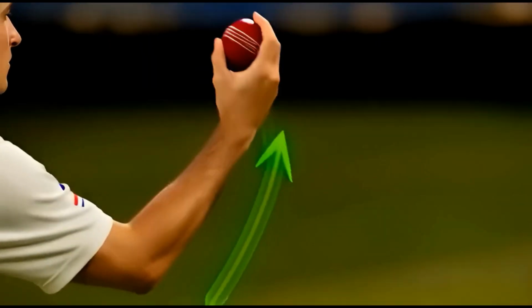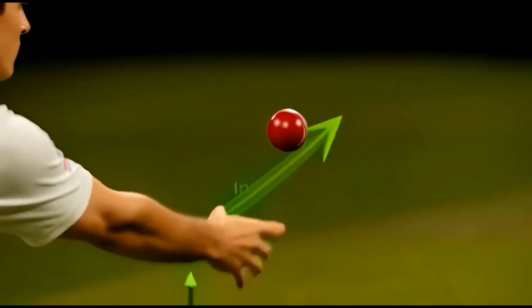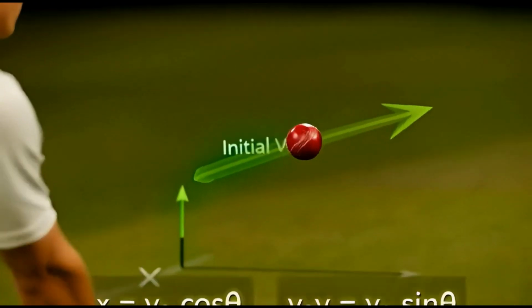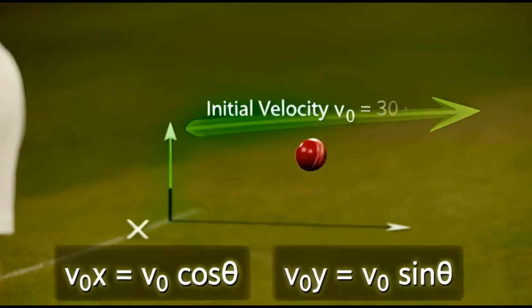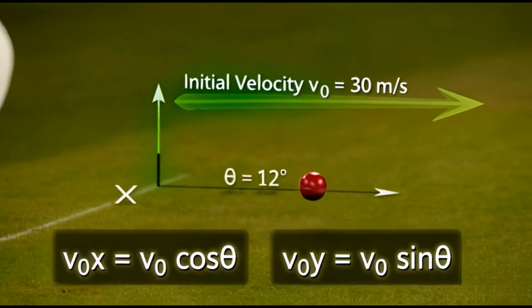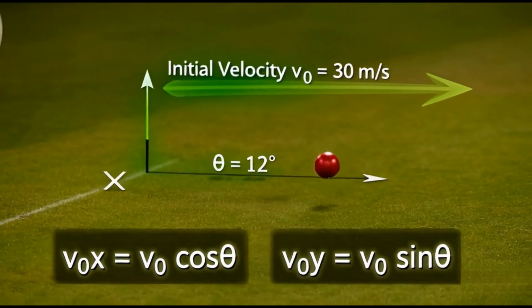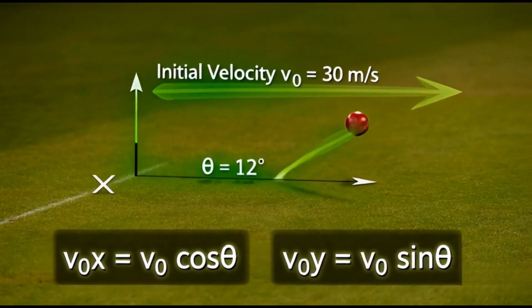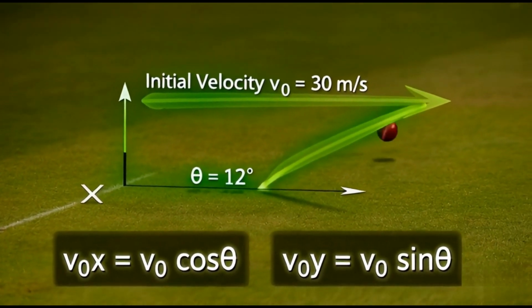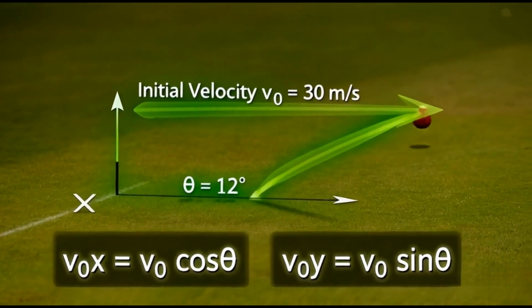At the precise moment of release, the ball leaves the bowler's fingers with a high initial velocity. The direction of this velocity determines the release angle, which plays a crucial role in the ball's trajectory. From this moment onward, the ball is no longer constrained by the arm and begins moving freely through the air.